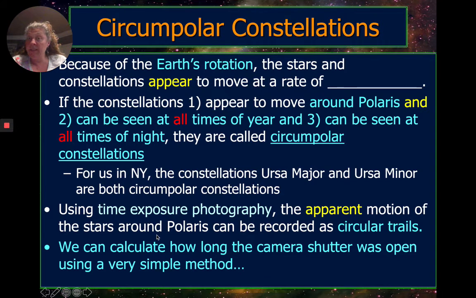Stars rise in the east, set in the west, just like the sun does and the moon. All right, because of Earth's rotation, the stars and constellations appear to move at a rate of 15 degrees per hour. Constellations appear to move around Polaris. Okay, if they're out all day and all night, all year, they're called circumpolar constellations. The biggest one for us is the Big Dipper, right?